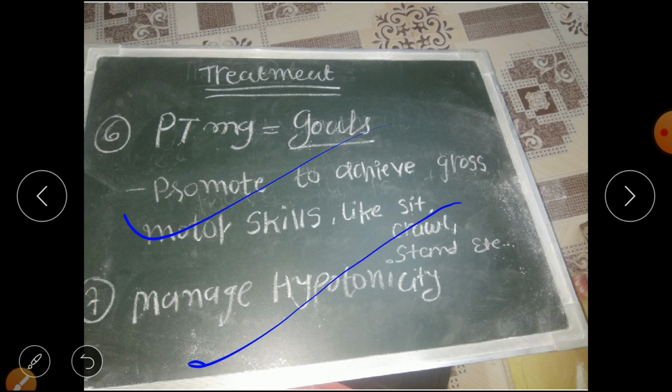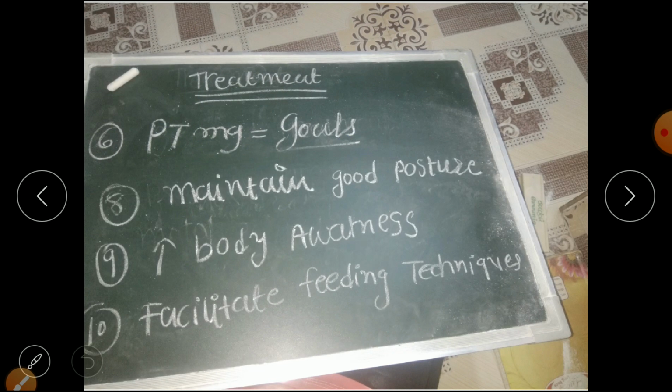Then manage the hypotonicity. Then maintain good posture and increase body awareness. Body awareness is very important because the child sometimes gets abnormal posture and that leads to other deformity in the child. So we can improve the body awareness. Then we can strengthen the core muscles also, so that helps the child in sitting activity. Then we can give prone on ball and recharge activity, prone on boards, then superman exercise. These other techniques are also given to the child, so that improves body awareness also.